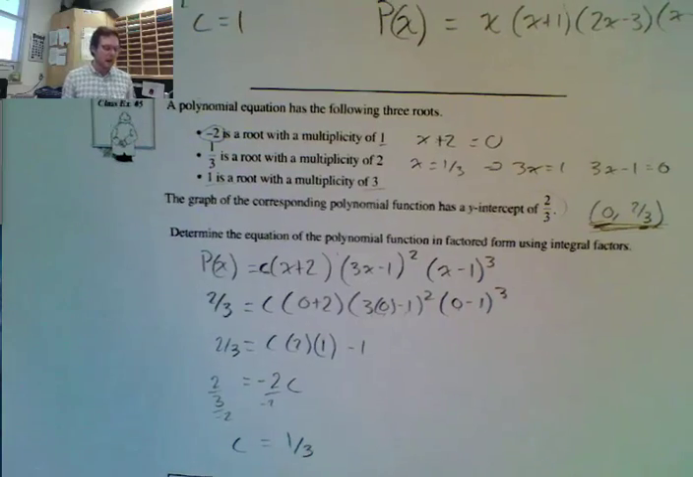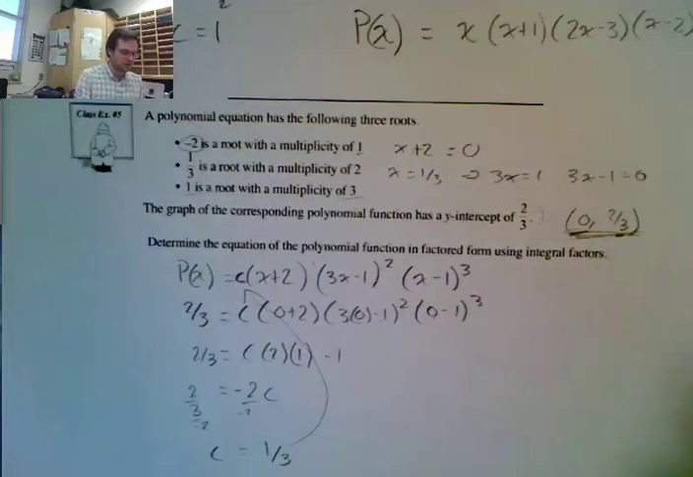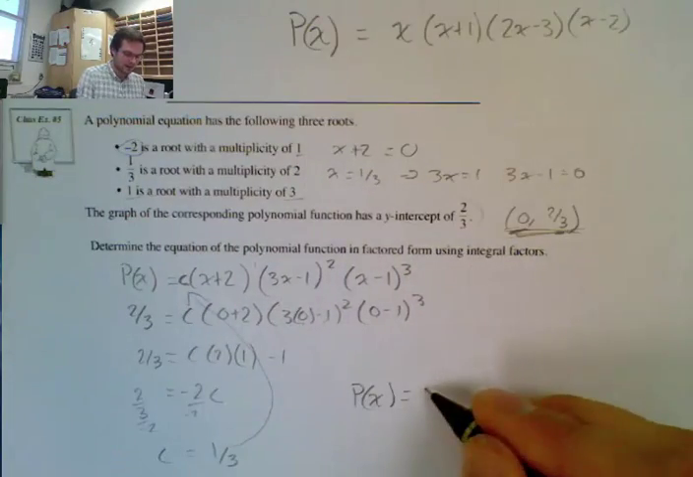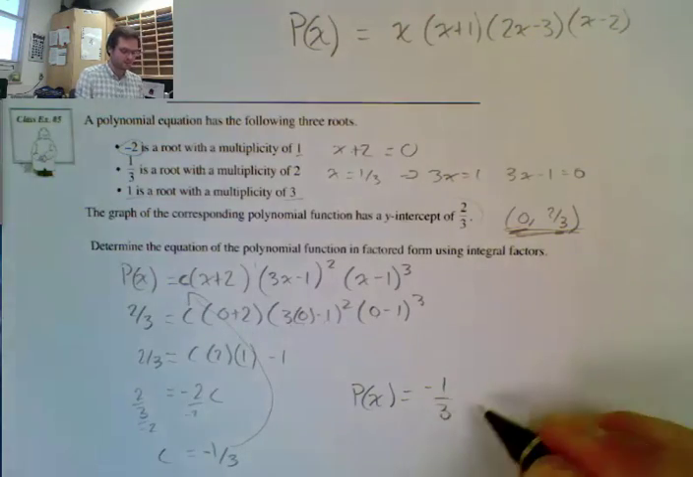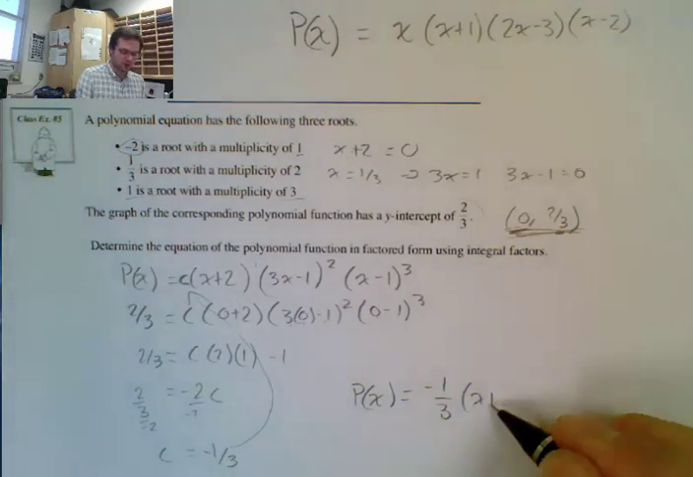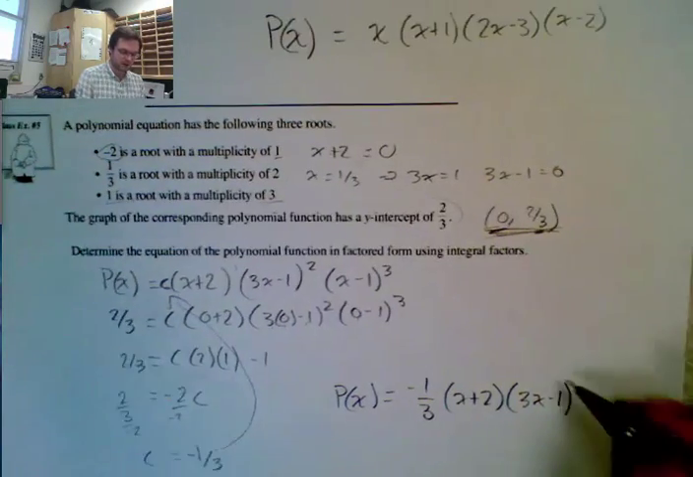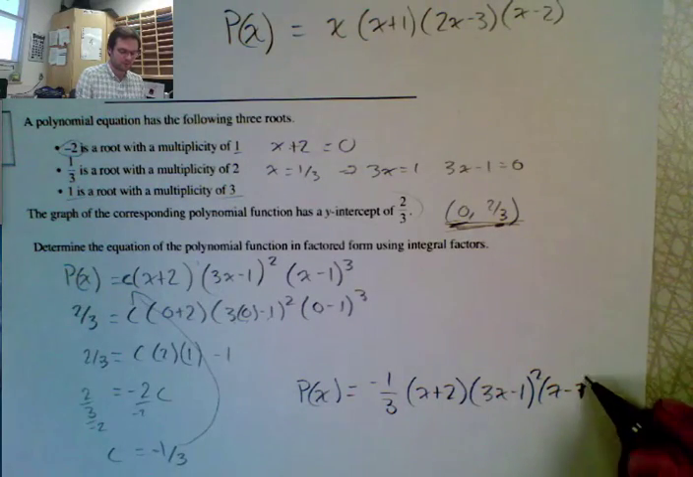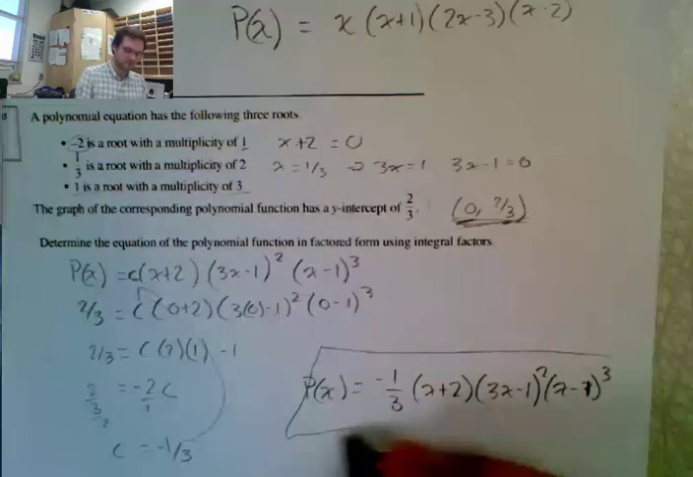Alright, now we're just going to put c back into my equation. So I'm going to end up getting p of x is equal to negative 1 over 3 times (x plus 2), (3x minus 1) squared, and (x minus 1) cubed. And that is my final answer.